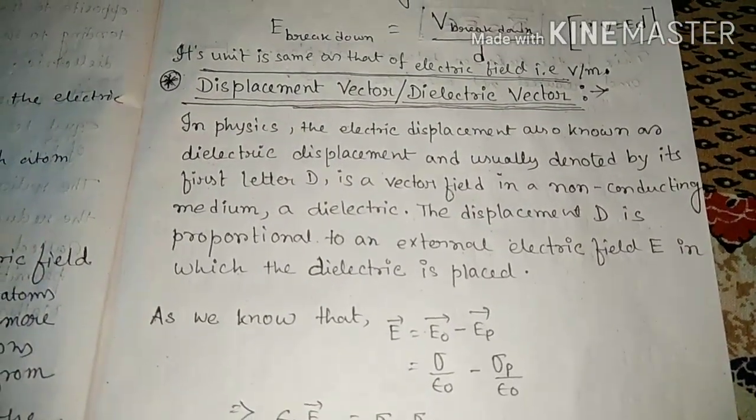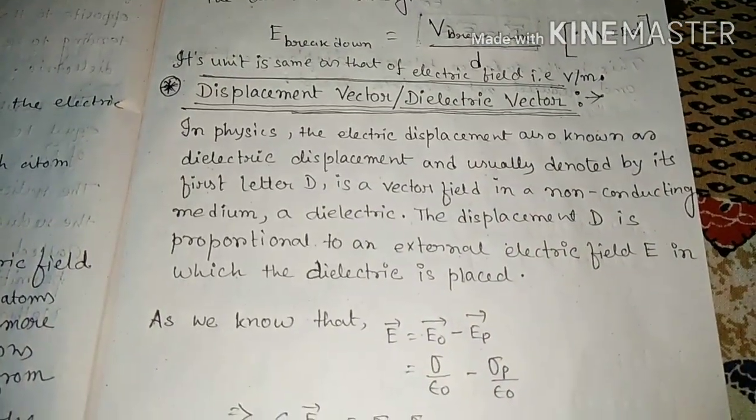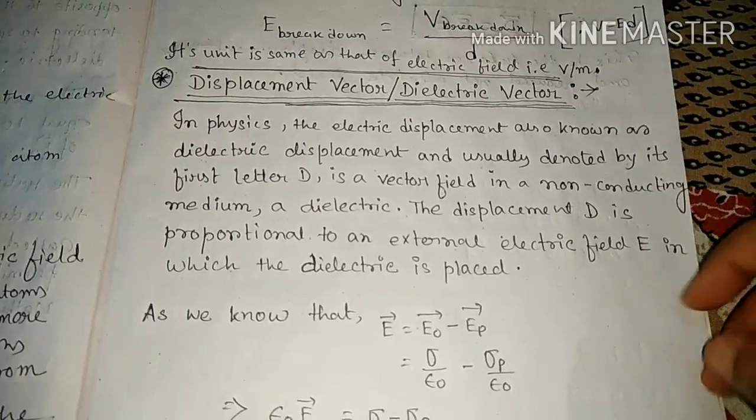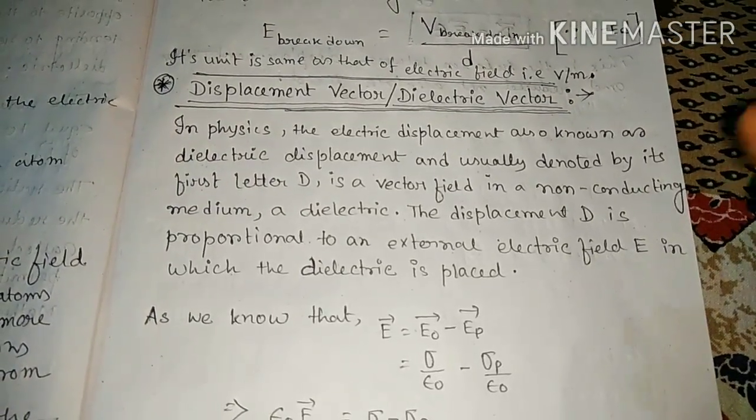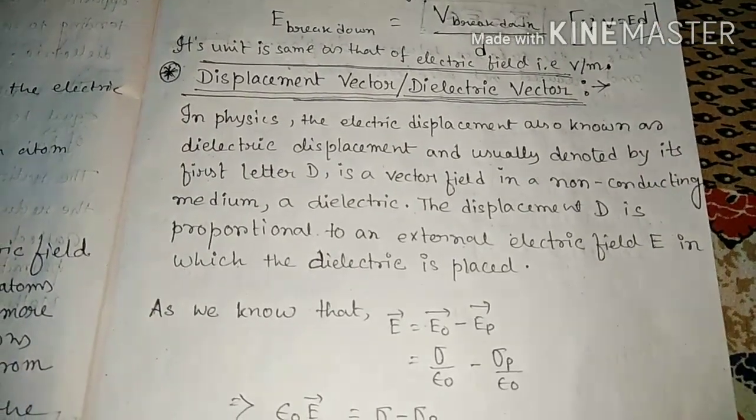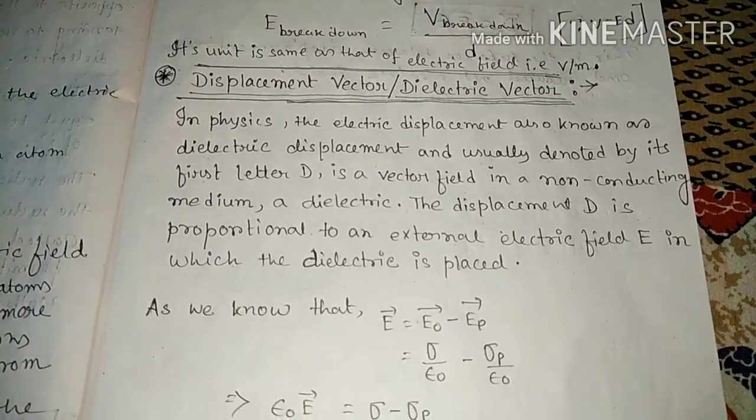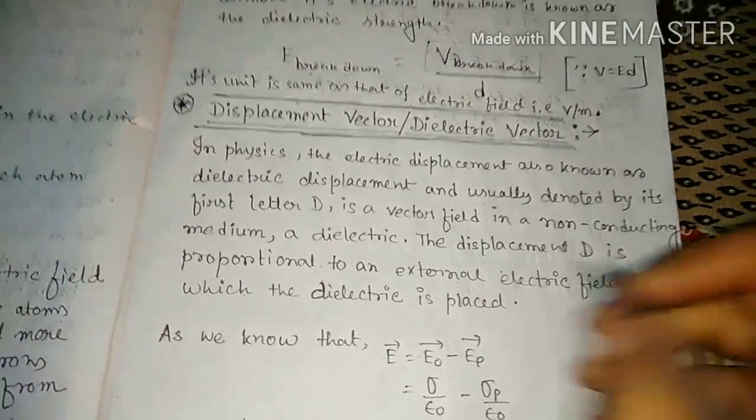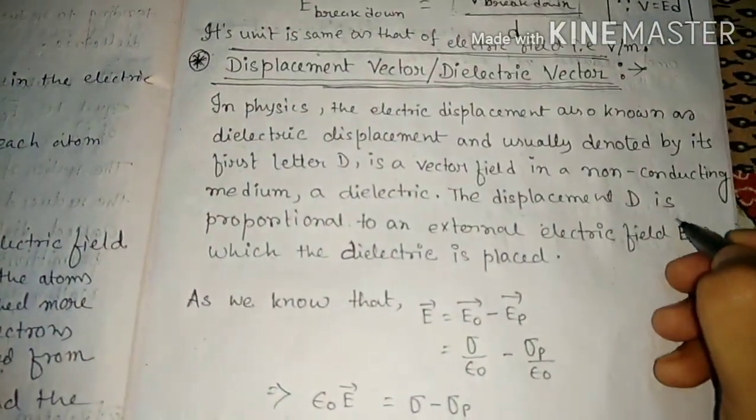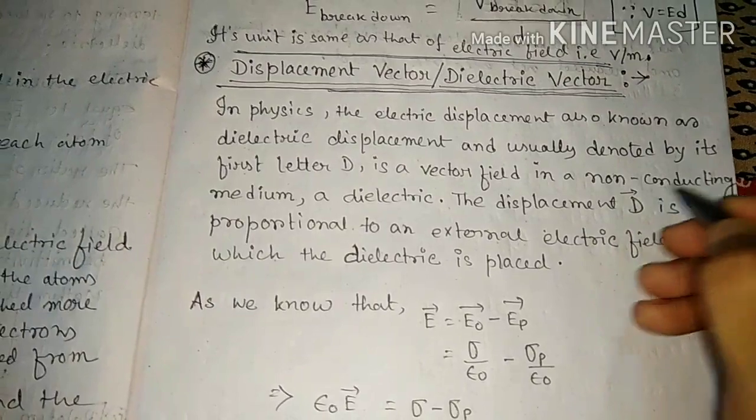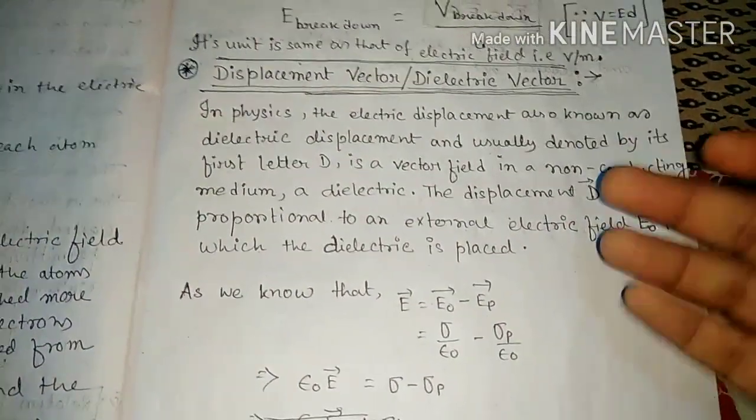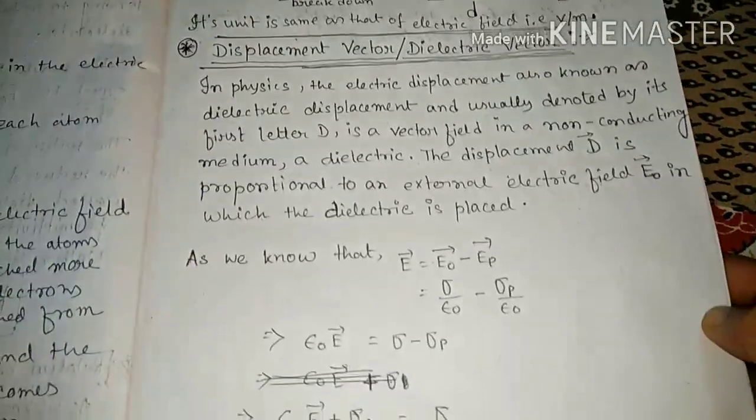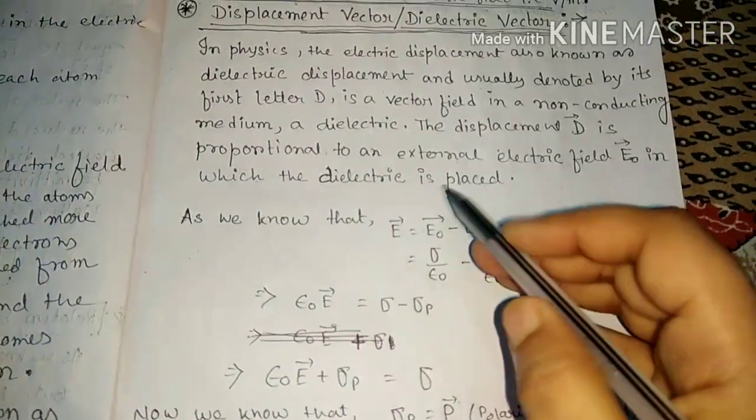It is a vector field, that's why we write it as a vector, in a non-conducting medium, that means a dielectric. And this displacement vector D is directly proportional to the external electric field E naught, in which the dielectric is placed. So what is the expression of the dielectric displacement vector? We get it from this expression.